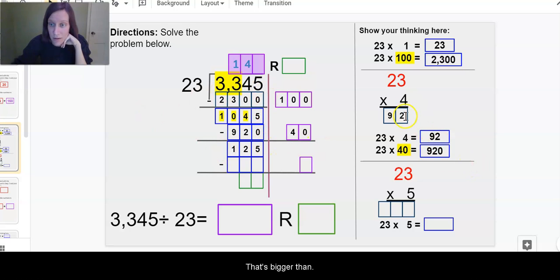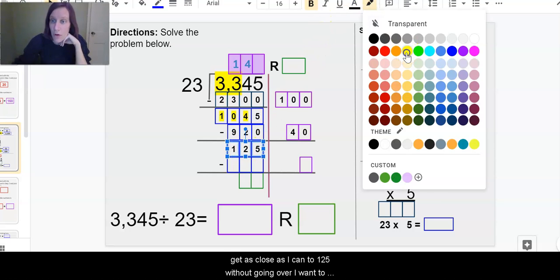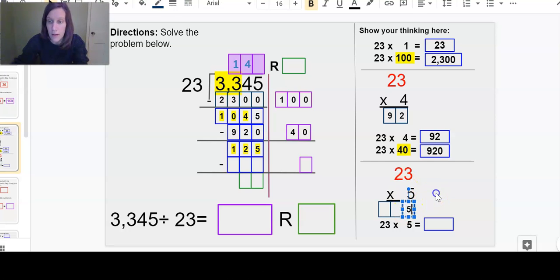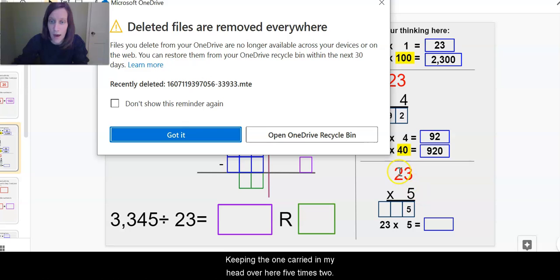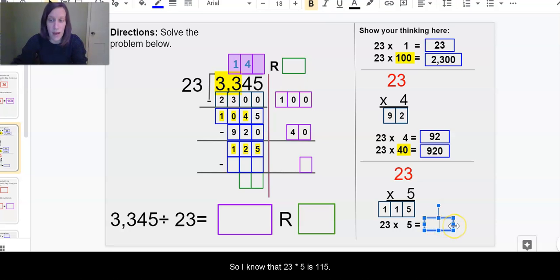Okay, well, that's bigger than 92. So I'm going to go ahead and try 23 times 5 because I want to get as close as I can to 125 without going over. I want to know how many groups of 23 can I do. So I'm going to do 23 times 5. 5 times 3 is 15. I'm keeping the 1 carried in my head over here. 5 times 2 is 10, plus the 1 that I carried is 11. So that's 115. I'm not going to get any closer to 125 than that. So I know that 23 times 5 is 115.